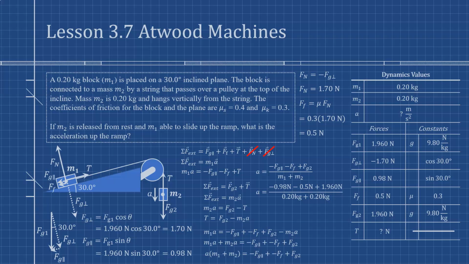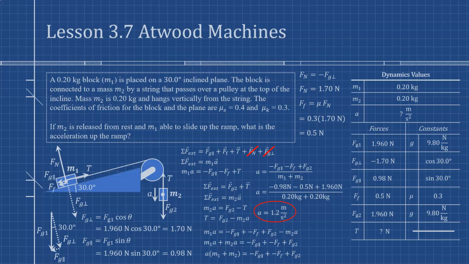I know the force of friction. I know the force of gravity pulling downward on object 2. Notice that that value is greater than the values of the parallel force and the friction force combined. So there's going to be a net pull to the right or forward, or I guess downward in this case. Then I'm going to divide that by the total mass to get the acceleration of the system. The acceleration is 1.2 meters per second squared.